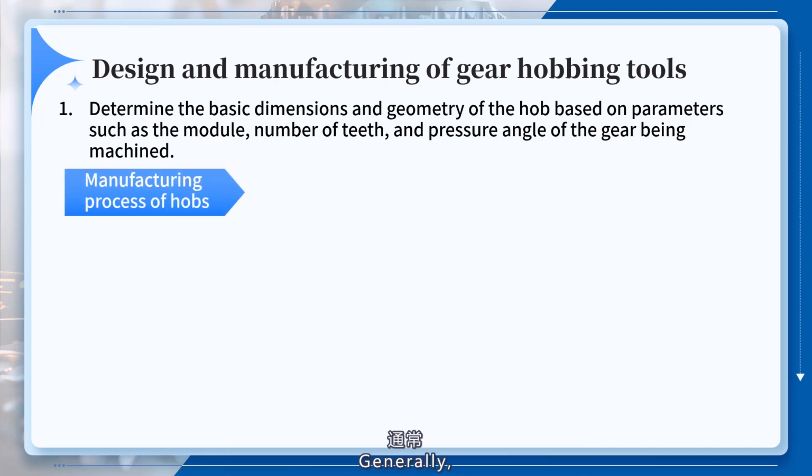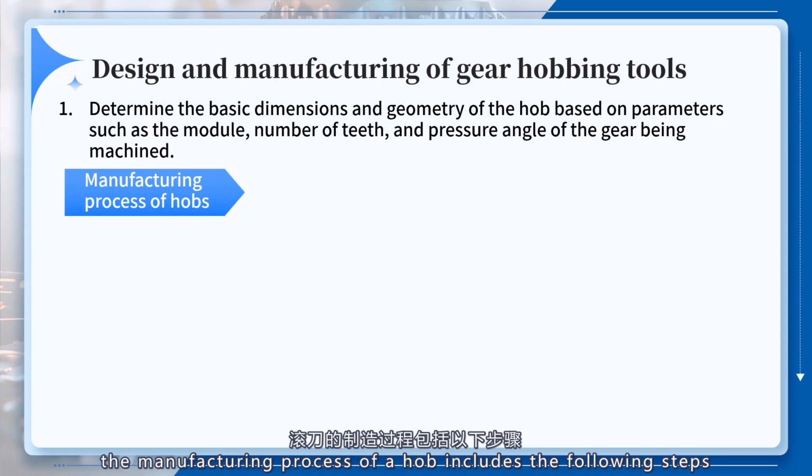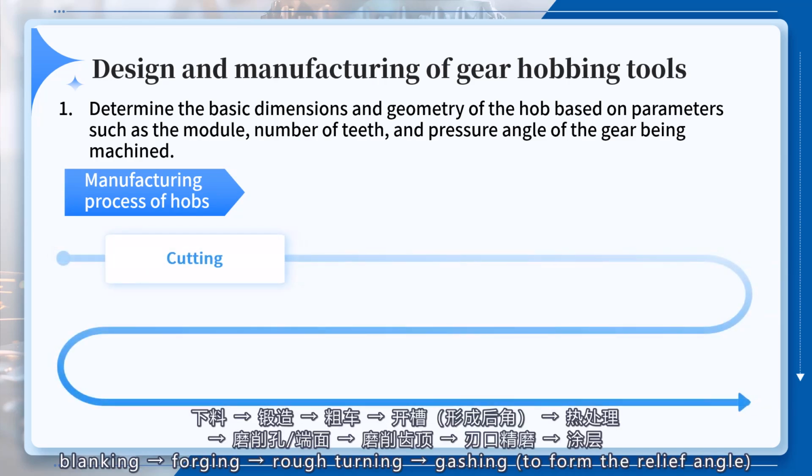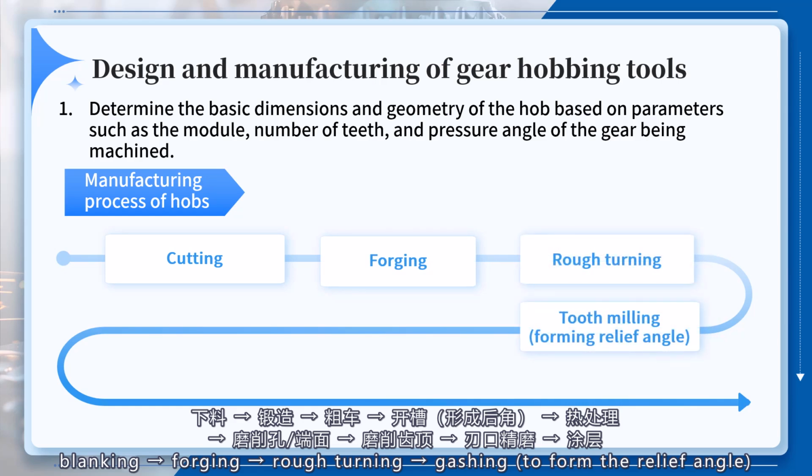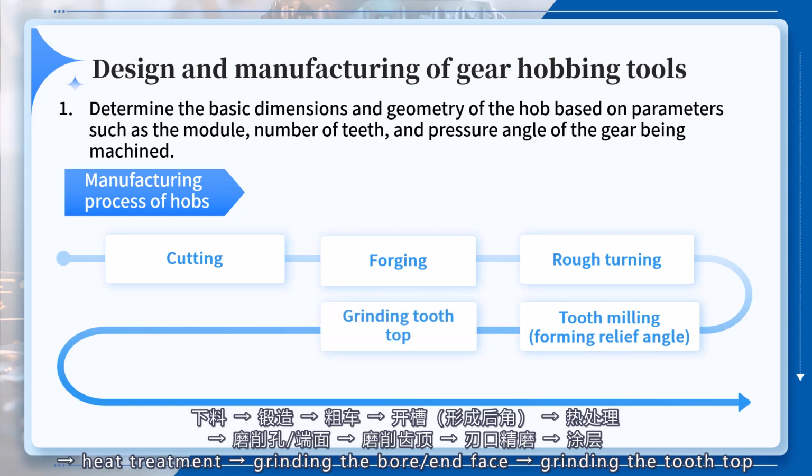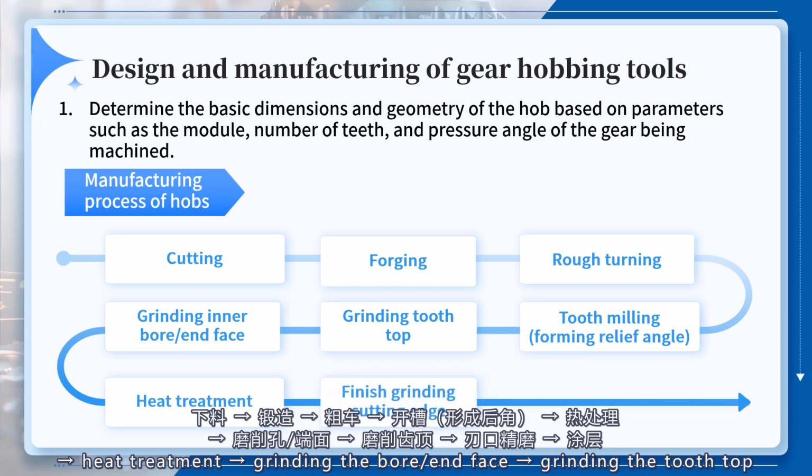Generally, the manufacturing process of a hob includes the following steps: blanking, forging, rough turning, gashing to form the relief angle, heat treatment, grinding the bore and the end face, grinding the tooth top, fine grinding of the cutting edge, and coating.